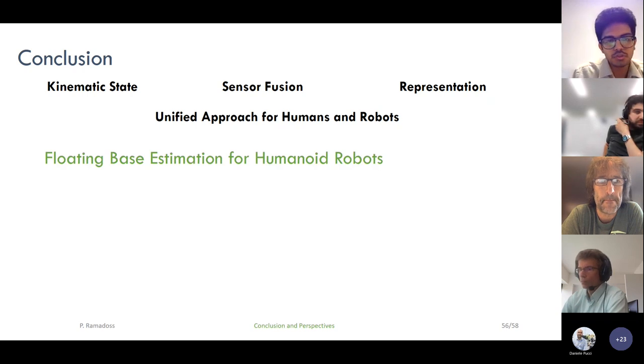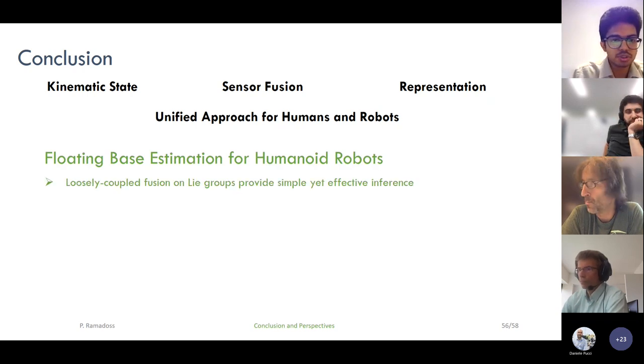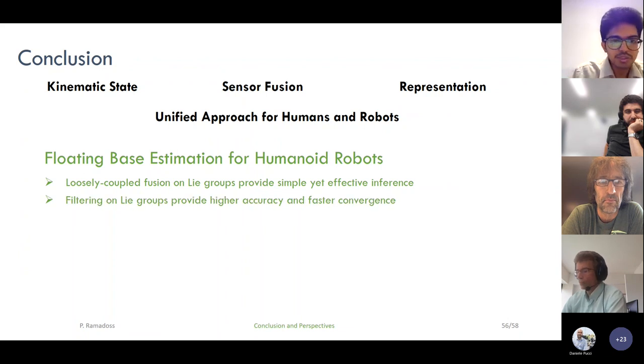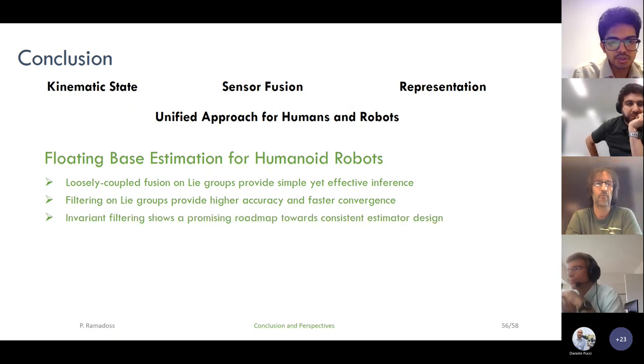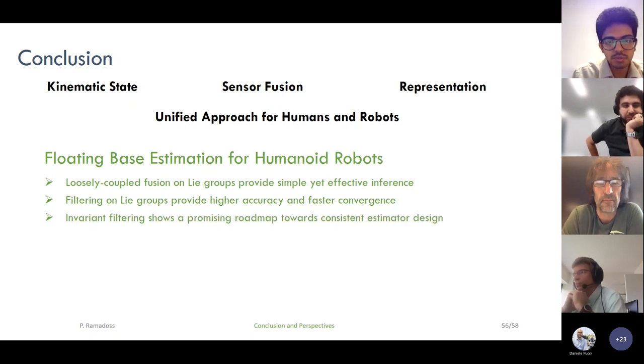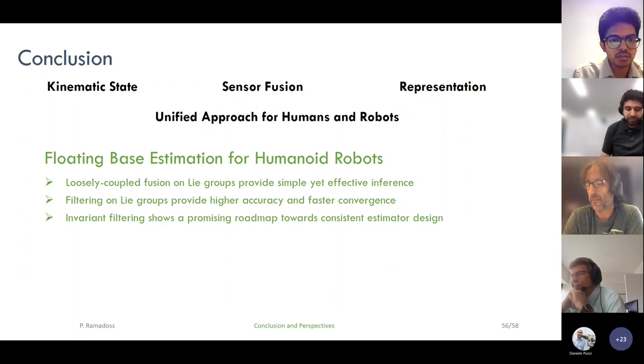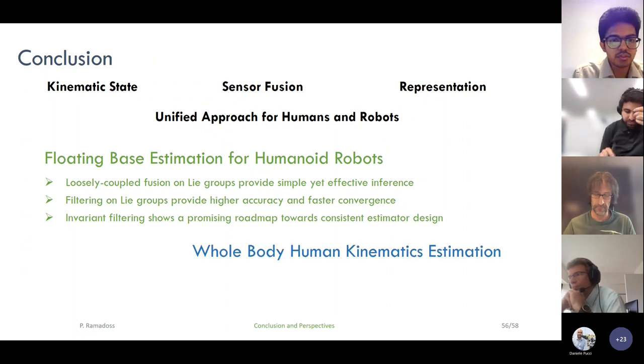In particular, for the floating-base estimation for humanoid robots, a loosely coupled fusion on Lie groups provides simple yet effective inference, while filtering on Lie groups provides higher accuracy and faster convergence. And in particular, invariant filtering shows a promising roadmap towards a consistent estimator design for floating-base estimation of humanoid robots.